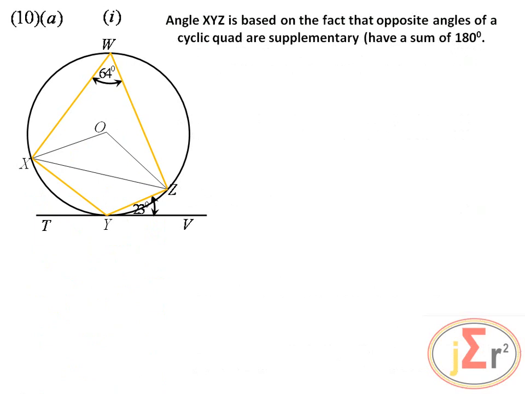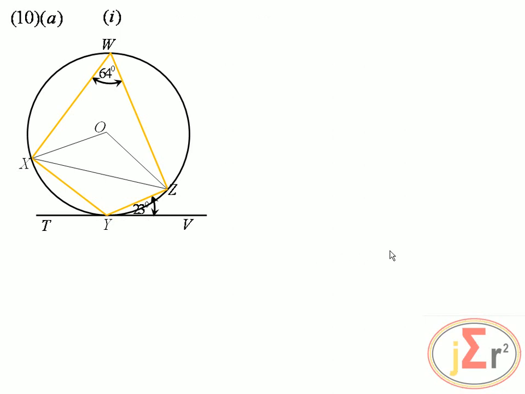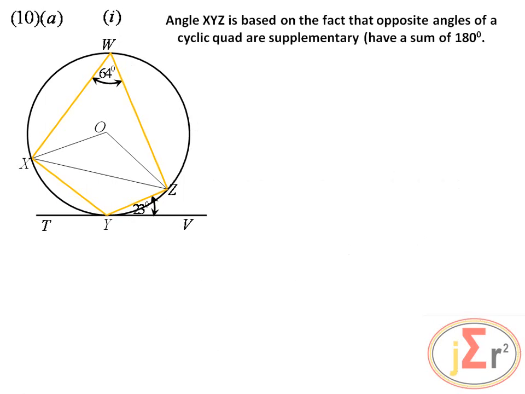Angle XYZ is based on the fact that opposite angles of a cyclic quadrilateral are supplementary. They have a sum of 180 degrees. XYZ. We have a cyclic quad as we have highlighted right there. Cyclic quadrilateral, four-sided figure with all vertices in contact with the circumference of the circle. Opposite angles of a cyclic quadrilateral add to give 180 degrees.